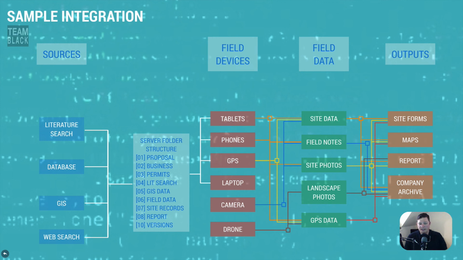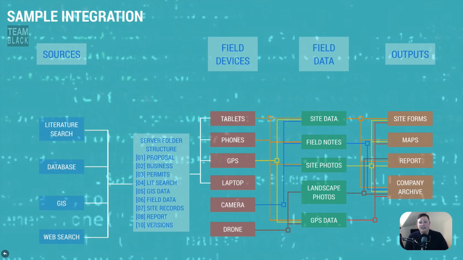Phones are all the same thing. They're just smaller tablets in this day and age. Of course, your GPS is going into site data and GPS data. Your camera, if it's an external camera, is going to go to site photos, field notes, site data. And then, of course, the drone is collecting usually photographic information and then GPS data.